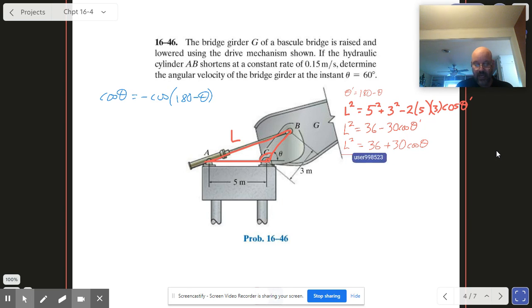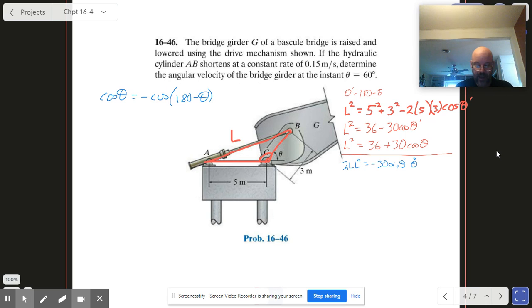So we do exactly what we've been doing. We're going to take derivatives on this thing. So we get 2L, L dot. The derivative of 36 is 0. Then we got 30 cosine theta, which turns into minus 30 sine theta. But then we have to remember theta is a function of time. So put a theta dot on there.